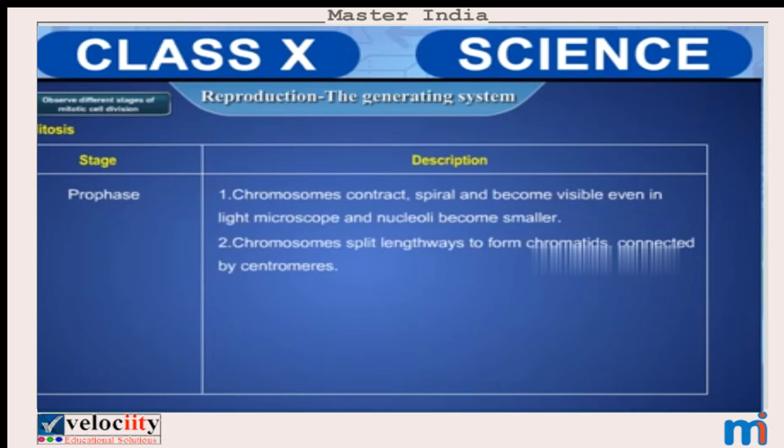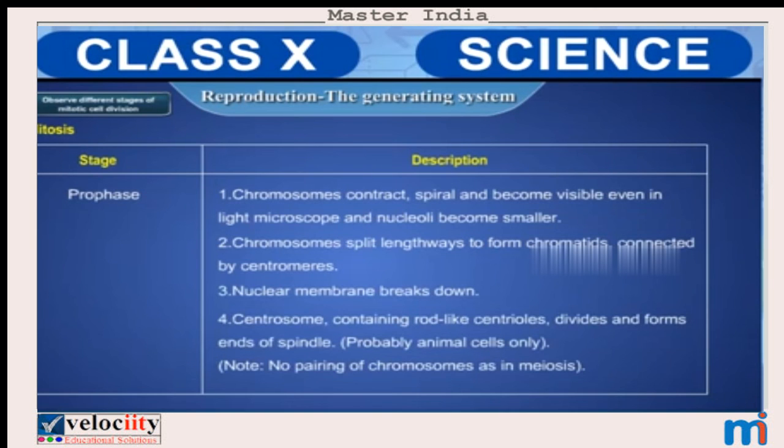Chromosomes split lengthways to form chromatids connected by centromeres. Nuclear membrane breaks down. Centrosome, containing rod-like centrioles, divides and forms ends of the spindle. Note: no pairing of chromosomes as in meiosis.